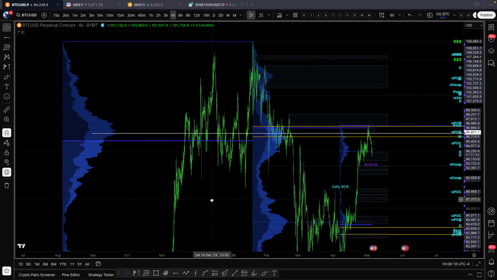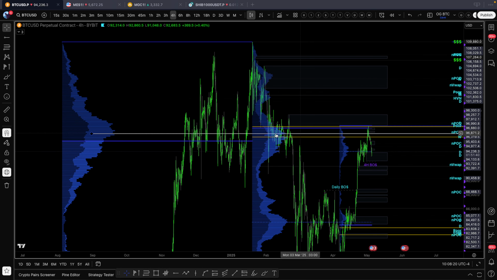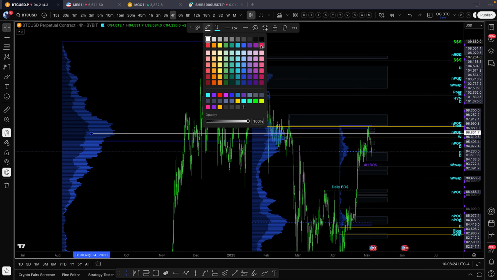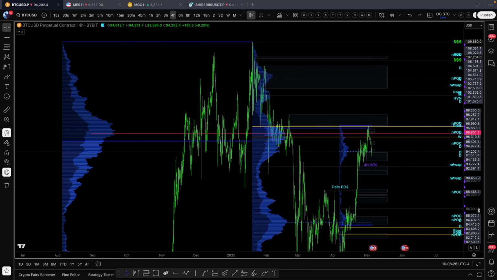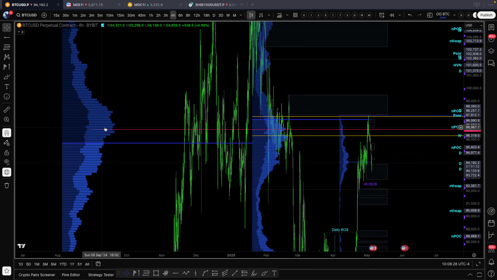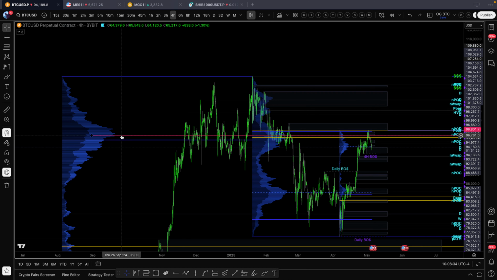So you can see how these high volume node areas, let's make that a different color so everyone can see that a little brighter. So we can see these high volume nodes, how price reacts to these. So that's why they're extremely important. So we see that we've rejected.